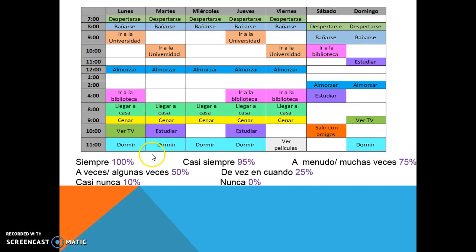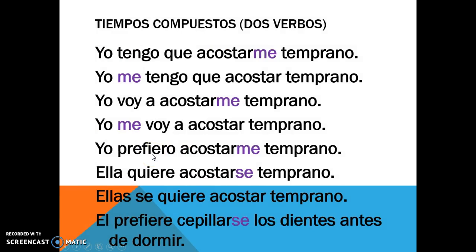Now, with verbs like preferir and querer, yo prefiero acostarme temprano. With preferir, it is correct to use it at the end. You cannot use it before prefiero. But with quiero, you can say both ways. Like, ella quiere acostarse or ella se quiere acostar temprano. It is okay if you use both ways. But with preferir, it will be just at the end. Él prefiere cepillarse los dientes antes de dormir.